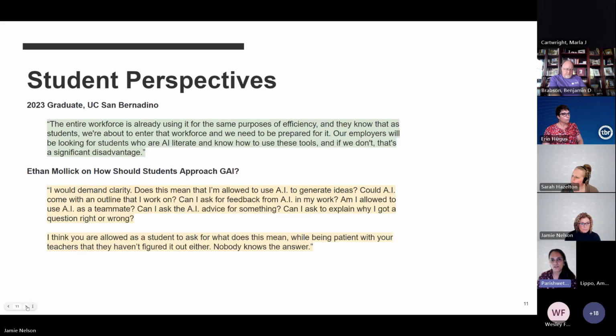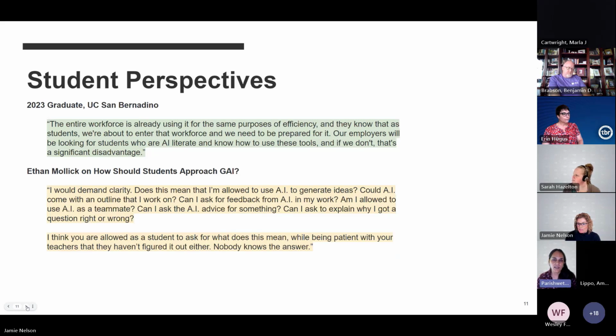And so he's encouraging students to say, I think you're allowed to ask, what does it mean, while being patient with your teachers that they haven't figured it out either and nobody knows the answer. So Ethan Mollick himself being a professor is telling the students that you need to be patient with us. We are trying to figure it out. But those questions sort of give us guidance as to what students want, wanting to use AI.